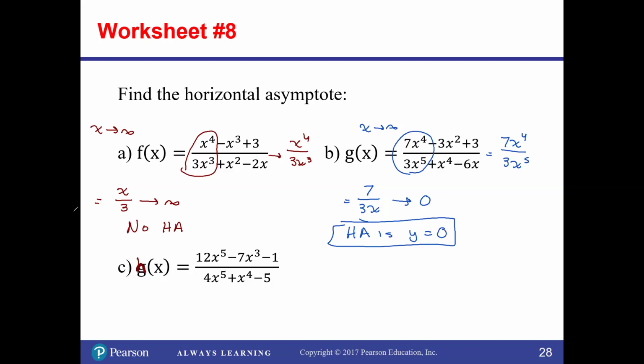And then for the very last one here, as x heads towards infinity, this should start acting like its leading terms. We have 12x to the 5th over 4x to the 5th. Notice that they have the same degree. If we simplify, these would cancel out. I have 12 over 4, so I would just have 3. This means my horizontal asymptote is y equals 3.